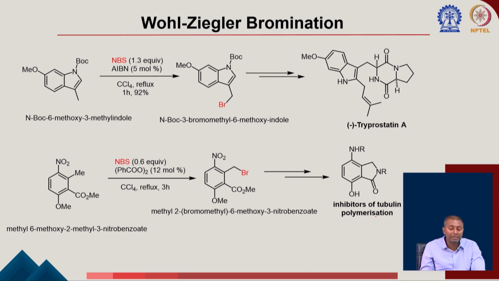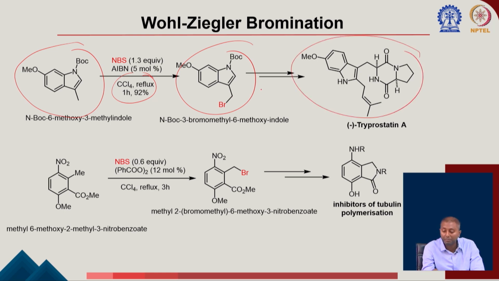There are some applications here, starting from the corresponding indoles. If you have a 3-methyl indole, then using NBS and AIBN under CCl4 reflux, you can make this corresponding bromide. Now this benzylic position will be brominated, which, finally after some steps, can make the corresponding trifluorostatin A. You can have another example here. You have a methyl group which is at a benzylic position. It can form this corresponding benzylic bromide, which can be converted to a bioactive compound.